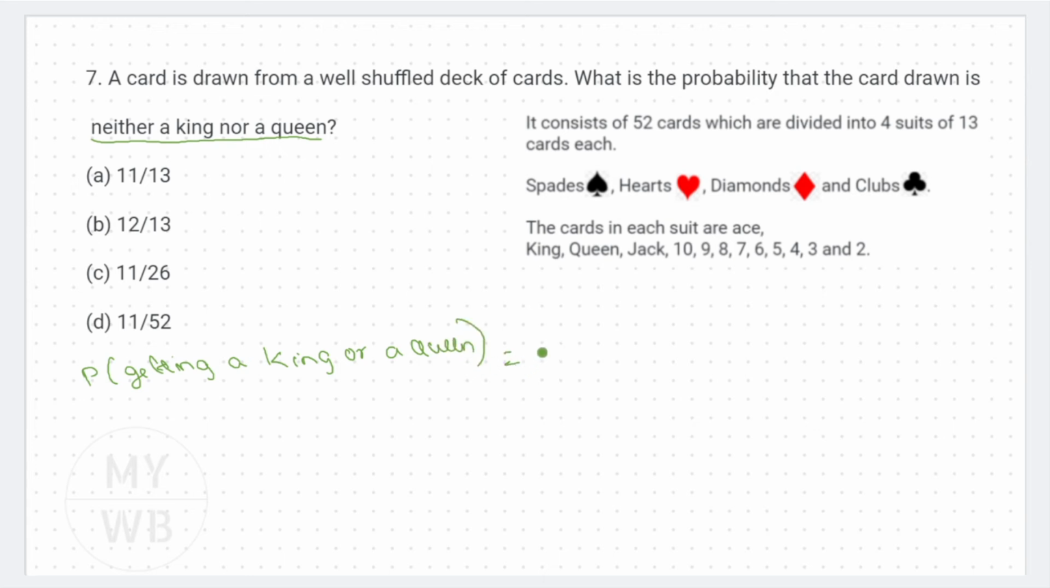So as we discussed, there are 4 kings and 4 queens in a pack. So totally 8 favorable cards. Any one of these 8, if it is picked, it's a favorable outcome. So your probability of getting a king or a queen is 8 by 52.